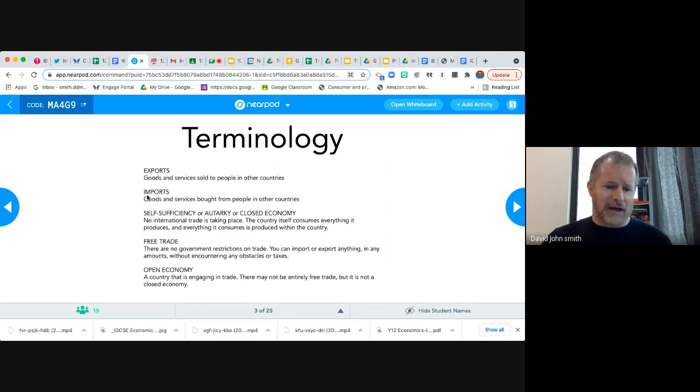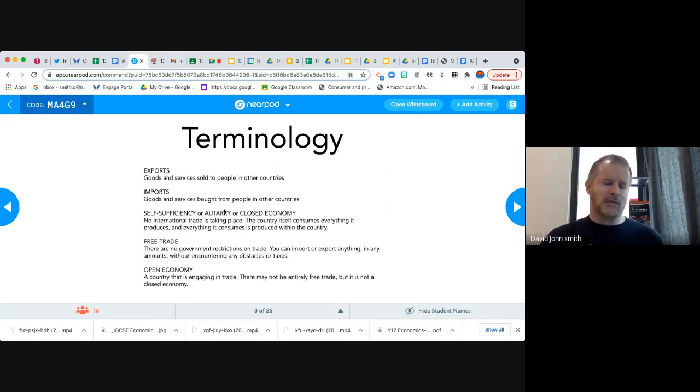Imports, as we know, are coming to the port, so they're coming into the country. Those are goods and services being brought into our country. We are buying them from overseas. We might be, I don't know, buying them from Lazada or Amazon, and getting them shipped here to Malaysia, potentially.